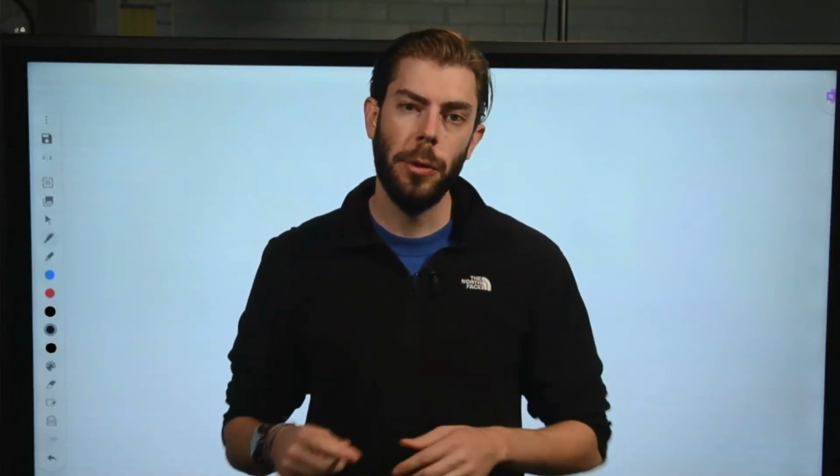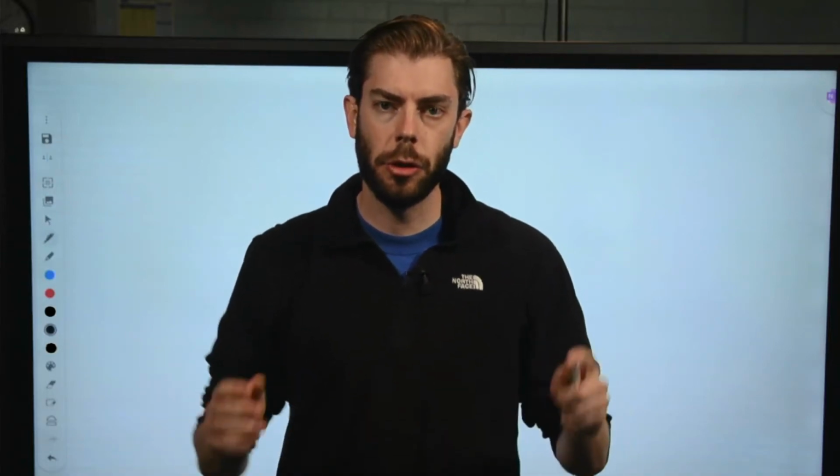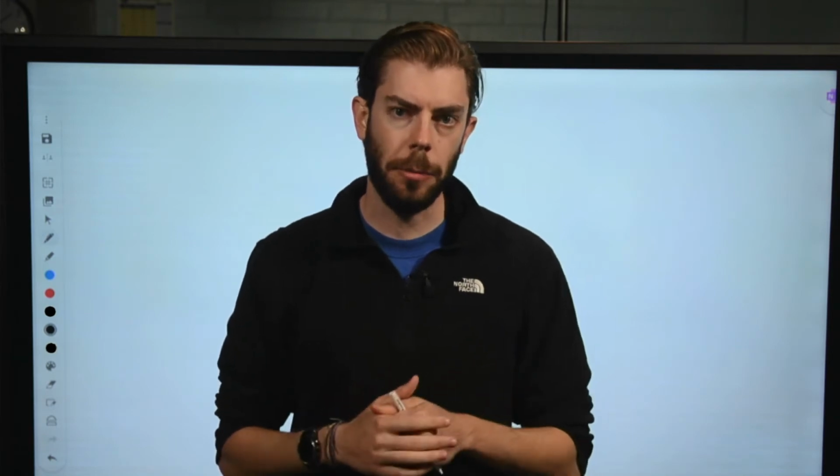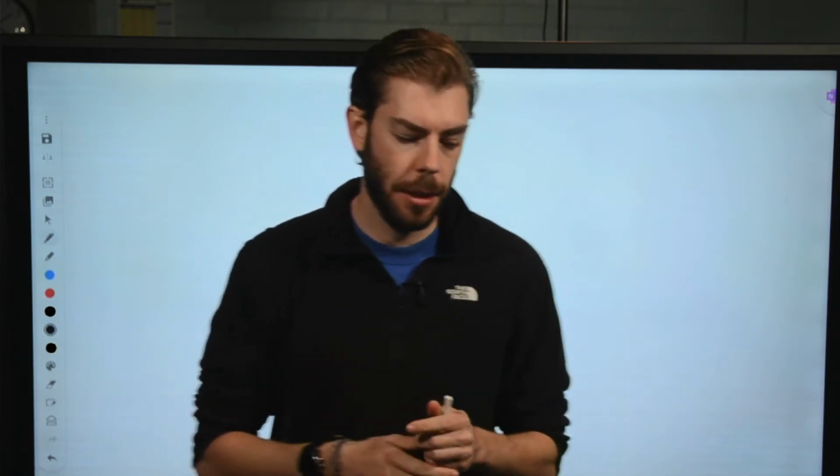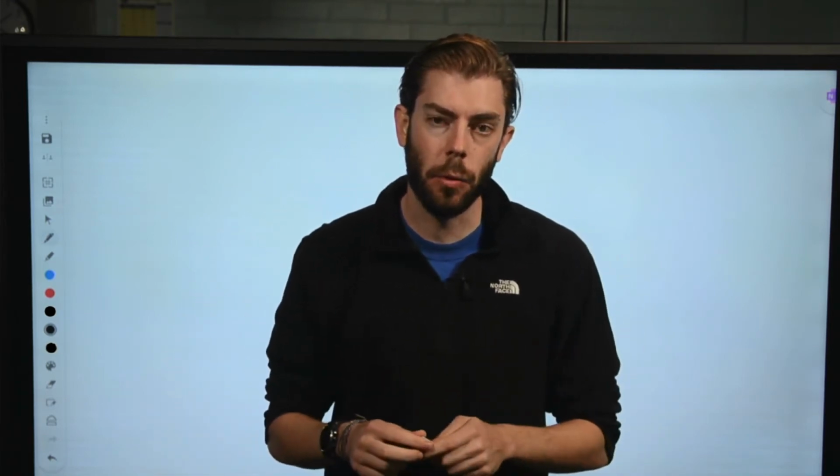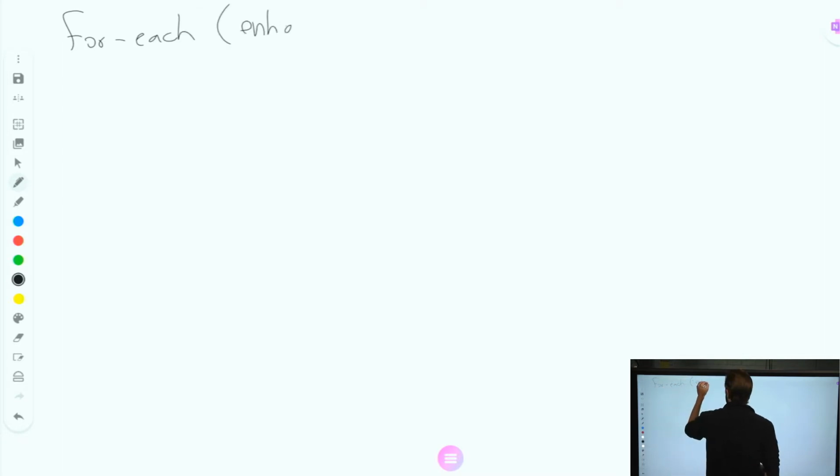In this lesson, we are going to quickly discuss a new control structure, the for each loop, or sometimes called the enhanced for loop for traversing arrays. Let's take a look at it. So this is the for each, or sometimes called the enhanced for loop.